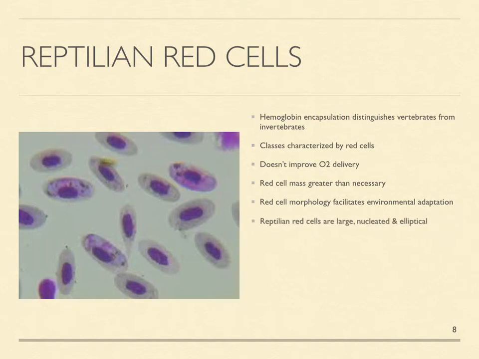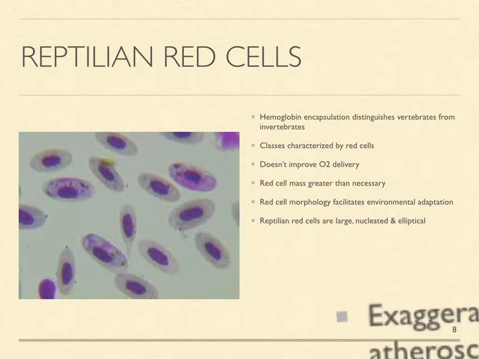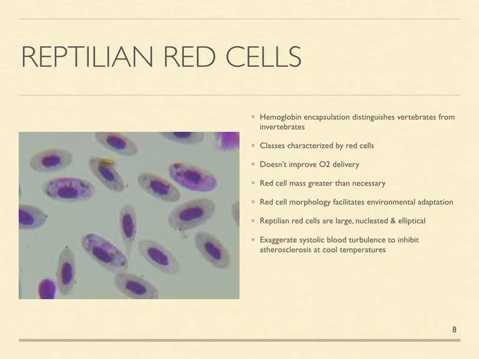Reptilian red cells are large, nucleated, and elliptical. Reptiles allow their body temperature to fluctuate with environmental temperatures, and their red cells exaggerate systolic blood turbulence to counteract atherosclerosis acceleration due to lipoprotein solidification at cool temperatures. This explains why reptiles have limited exercise tolerance and inferior cold tolerance. However, they require far less food than mammals.